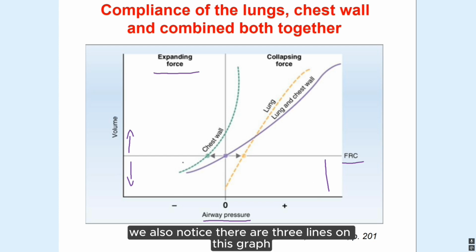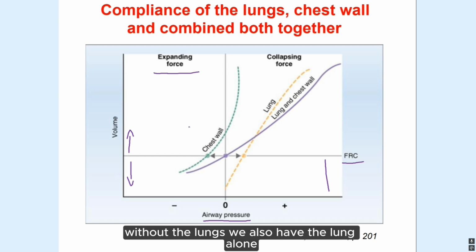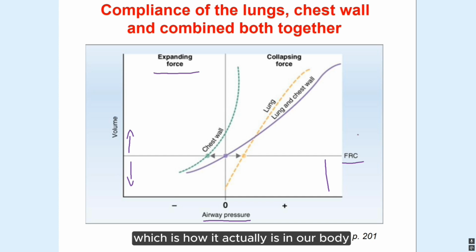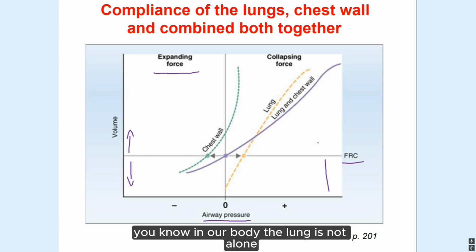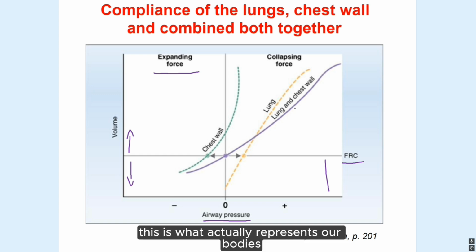We also notice there are three lines on this graph. We have a chest wall line, which is if we have only the chest wall without the lungs. We also have the lung alone. So if you take out the lung from outside the body and measure. And then we have the lung and chest wall, which is how it actually is in our body. In our body, the lung is not alone. The chest wall is not alone. They work together. So this purple line, this is what actually represents our bodies.